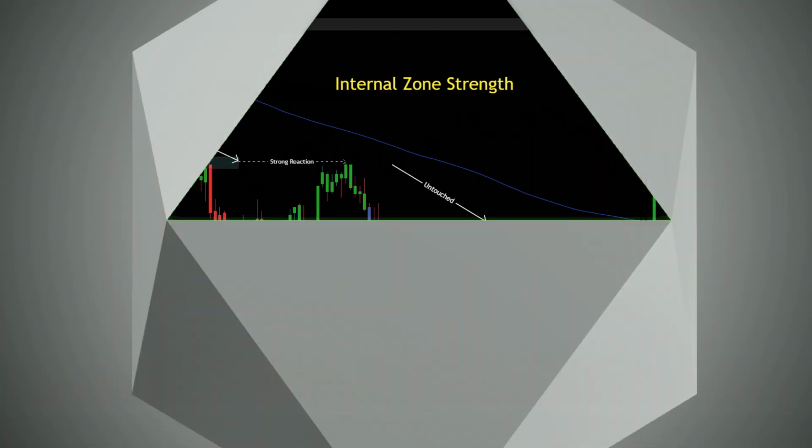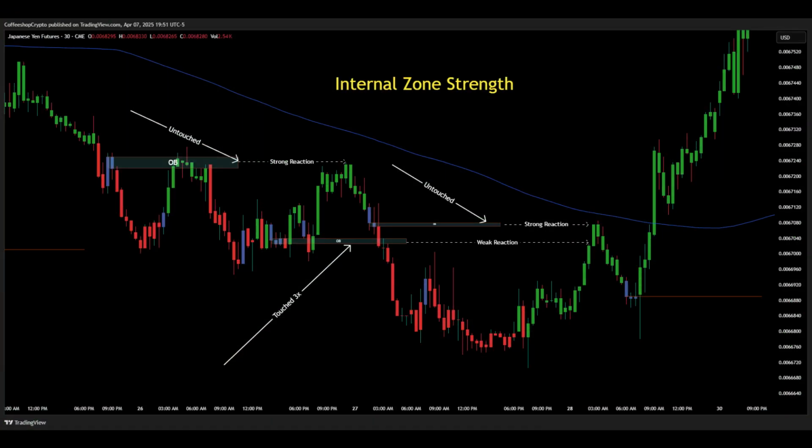Internal zones, these are your bread and butter. If a fresh internal zone hasn't been touched yet, it's hot, a strong level. But if it's been hit 2, 3, 4 times, it's probably weak. It loses respect. Always pay attention to how many times a zone has been tested.